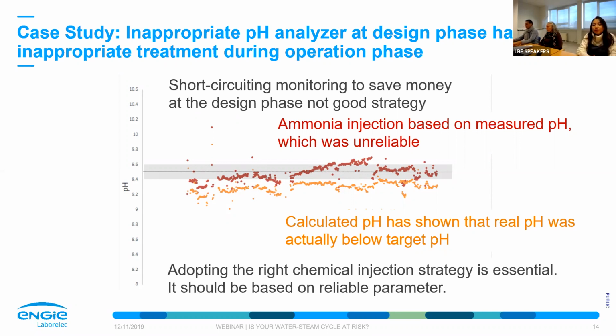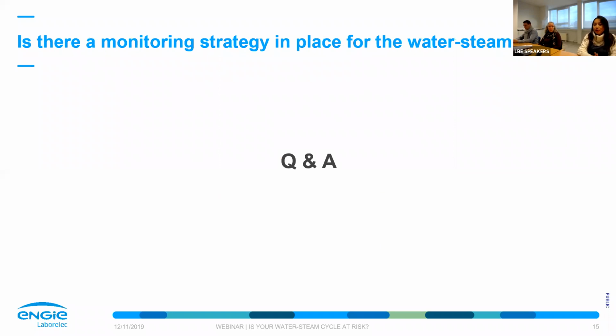And the other point is that chemical injection, chemical treatment is so important in terms of strategy, and so it is really essential to base it on reliable parameters. And so this ends this topic, and we can move on to the Q&A session.